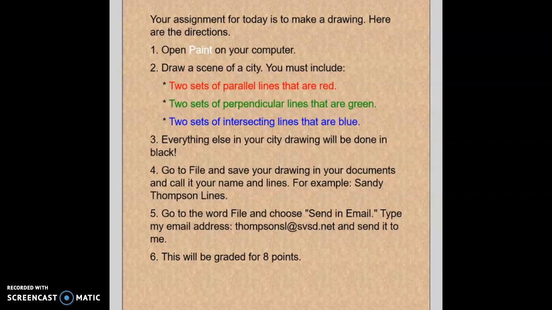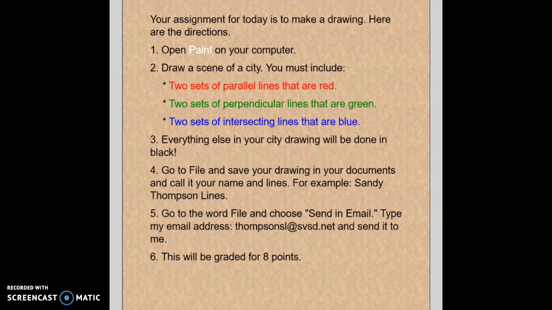Then you're going to draw 2 sets of perpendicular lines. You're going to do those in green. So perpendicular lines have to be that exact intersection of 90-degree angles. So I need a set of perpendicular lines. I need another set of perpendicular lines. And all perpendicular lines will be in green.